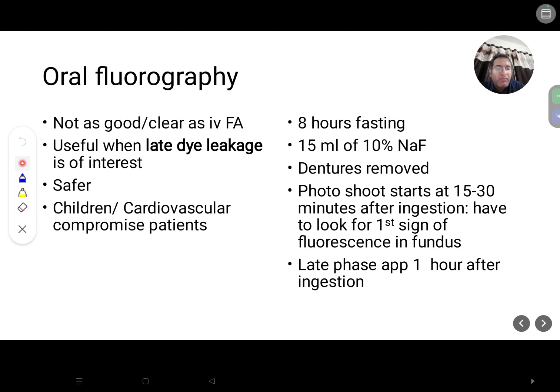That's why we mostly take photos whenever the late dye leakage is of interest, or we have to capture only the last phase of the angiography. The last phase in the oral fluorescein angiography starts approximately 1 hour after the ingestion.